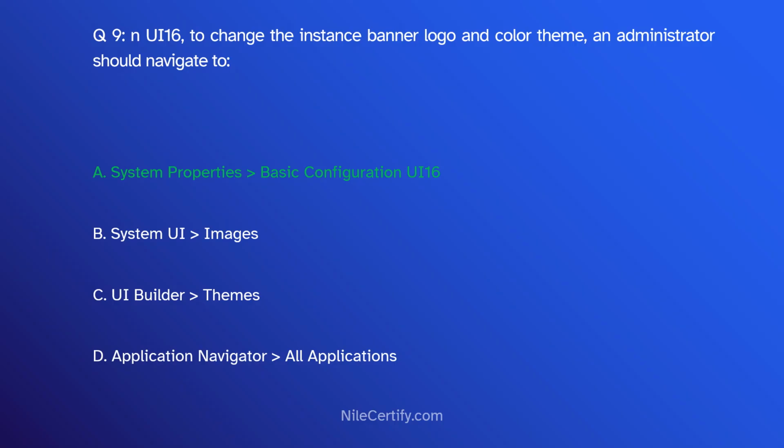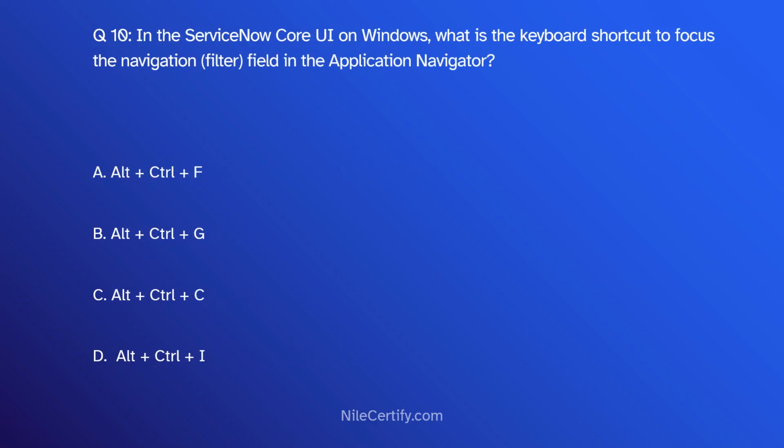And remember this pairing here. So system properties followed by basic configuration UI 16. And this is where you configure the UI 16 look and feel, right? Things like banner logo, banner text, and color theme for the classic interface. Other modules like images or UI builder might store assets or affect portals, but they are not the UI 16 banner configuration point.